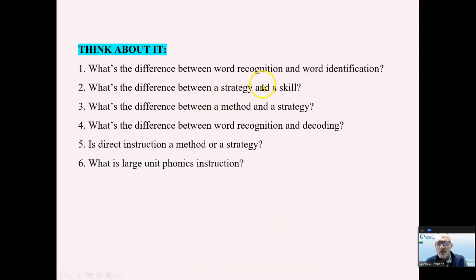All right, word recognition, automatically, word identification, a strategy. You know the word, but you have to employ a strategy. Strategy, consciously employed, skill, automatic. A method, it's a general approach for going about things. A strategy is a specific technique for doing a specific thing.